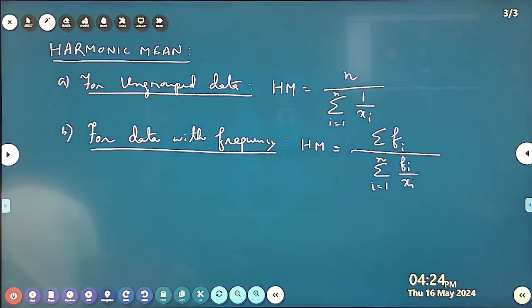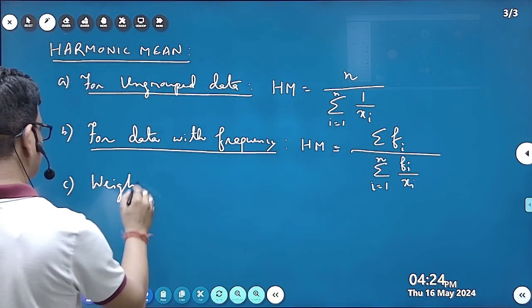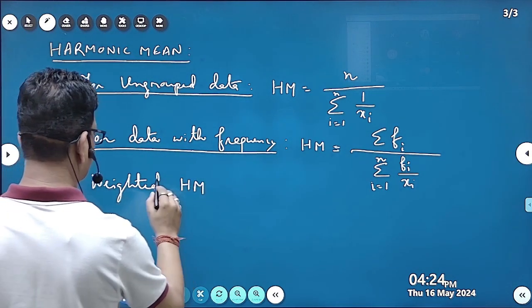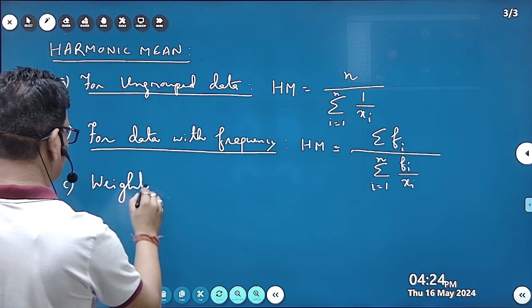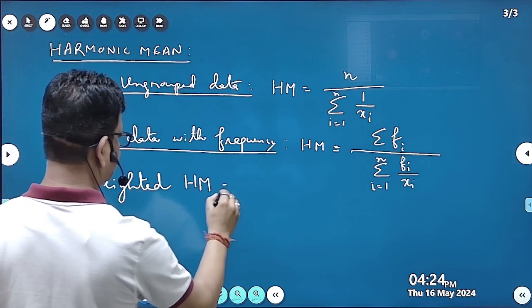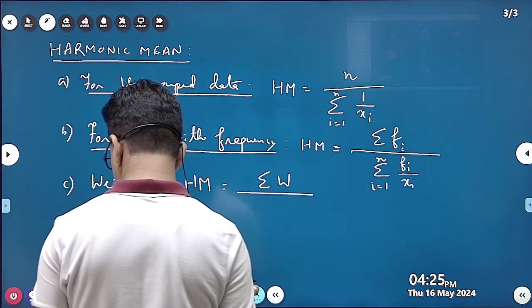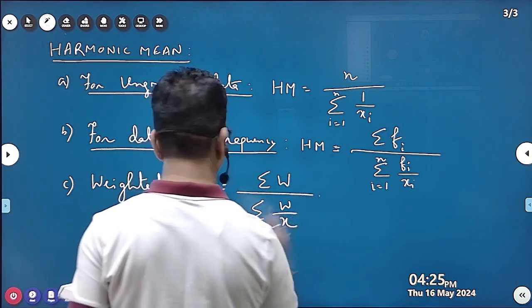Weighted harmonic mean we will also discuss. So number C, weighted harmonic mean. What is that? I'll tell you what weighted harmonic mean is. It's just the summation of the weights divided by the summation of W by X.